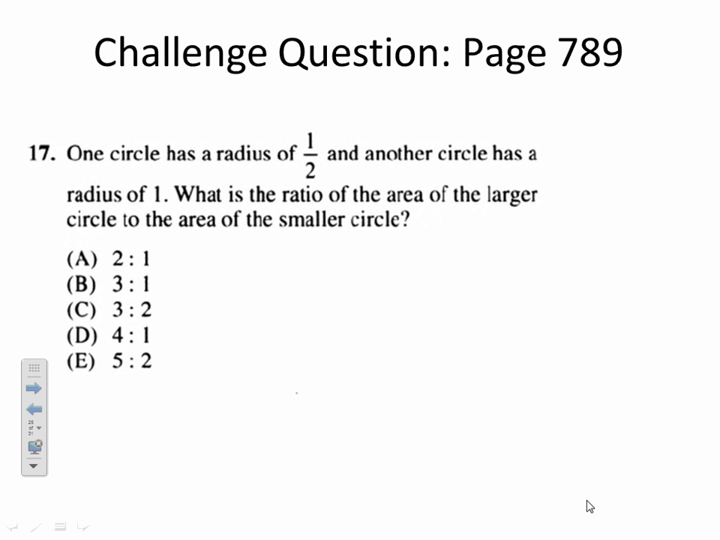This is question 17 on page 789. So it says one circle has a radius of 1/2 and another circle has a radius of 1. What is the ratio of the area of the larger circle to the area of the smaller circle? So you're always given the area of the circle in the beginning of each math section.